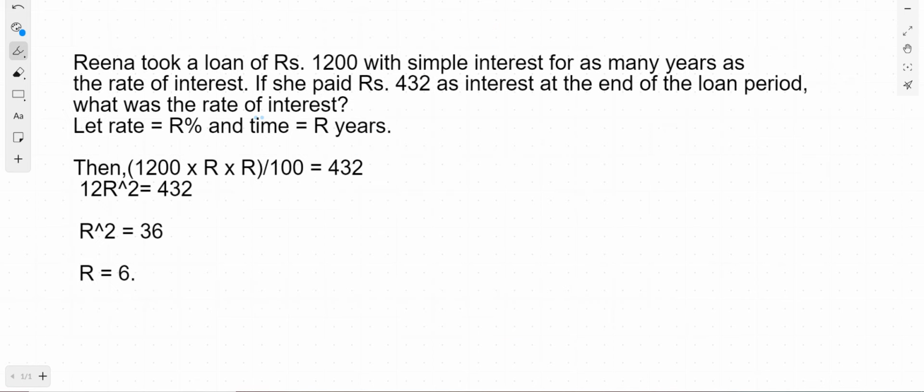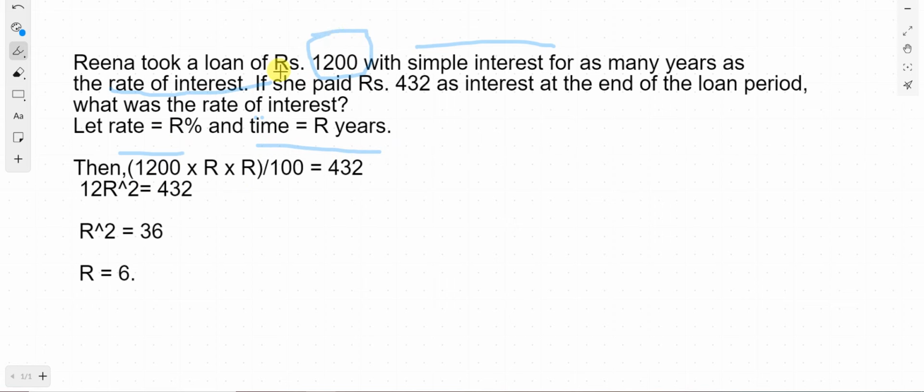So the question is: Reena took a loan of rupees 1200 with simple interest for as many years as the rate of interest. So in the question, we know that there is a line saying with simple interest for as many years as the rate of interest. What does it mean? It means that the rate percent and time are equal. So we know rate percent is R percent and time we are assuming as R years. We know that simple interest we don't know, but the principal is this, because this amount was taken as a loan.